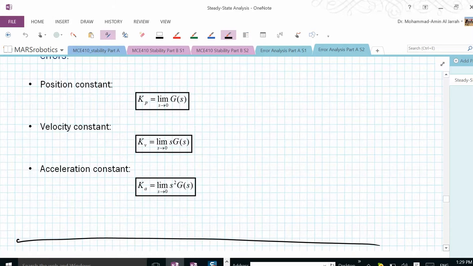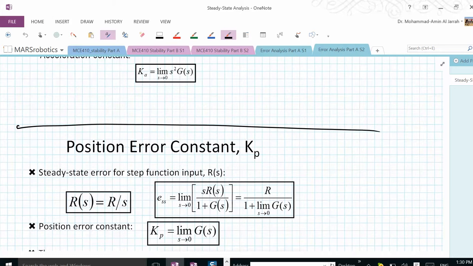We defined the position error constant Kp, the velocity error constant Kv, and the acceleration error constant Ka. Kp is the limit as s goes to 0 of G of s, Kv is the limit as s goes to 0 of s G of s, and Ka is the limit as s goes to 0 of s squared G of s. So these are the error constants. Any questions? No questions, right? Okay.